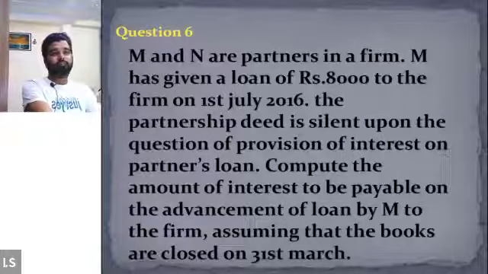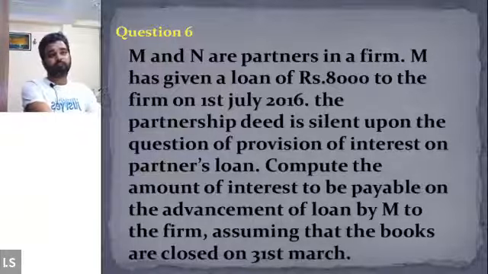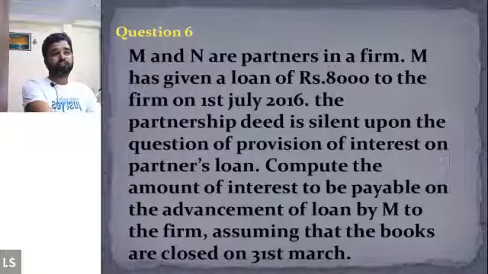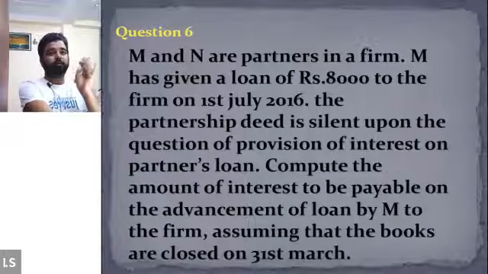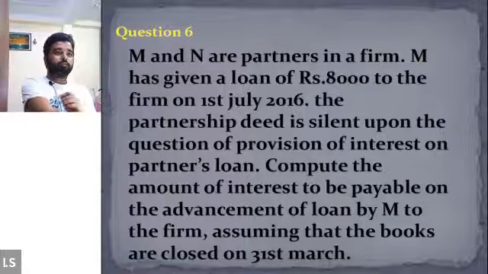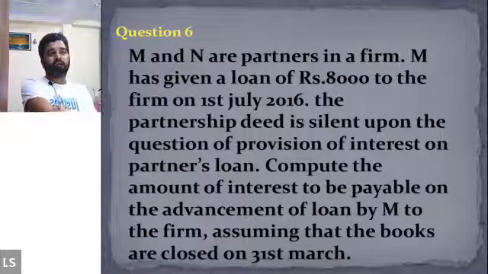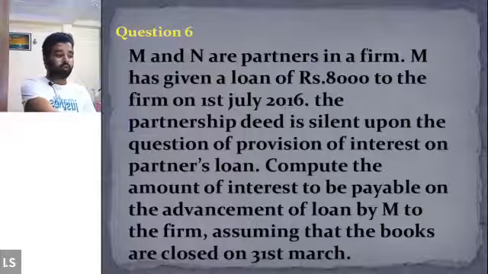We will be required to pay the interest for the entire year, or the interest will be payable for the time period for which the loan has been given, for the period of 9 months or 12 months. See, from July till March, it is only 9 months, right? July, August, September, October, November, December, January, February, March. So the loan has been given to the firm for the period of 9 months only. So shall we charge interest for the entire year, or should we charge the interest for nine months only?